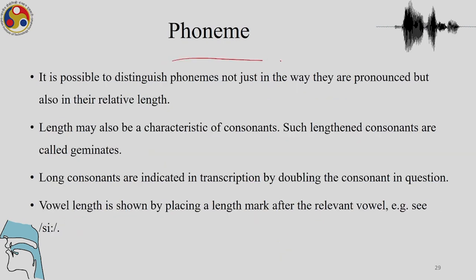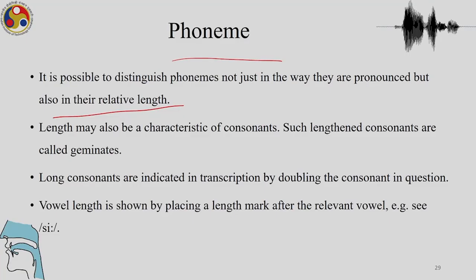We are still continuing with understanding the phoneme, which we call the basic organizational unit, the smallest unit. It is possible to distinguish phonemes not just in the way they are pronounced, but also in their relative strength. What do we mean by that? The relative strength here means that consonants would be different in the way that they're pronounced. Some consonants would be longer, so that the consonant release happens a bit later. So the strength is different from a singleton consonant. Long consonants are indicated in transcription by doubling the consonant in question. Long vowels are shown by placing a length mark. We're talking about this because phonemes can be just singleton or can also be lengthened, and that is also a feature of some languages.